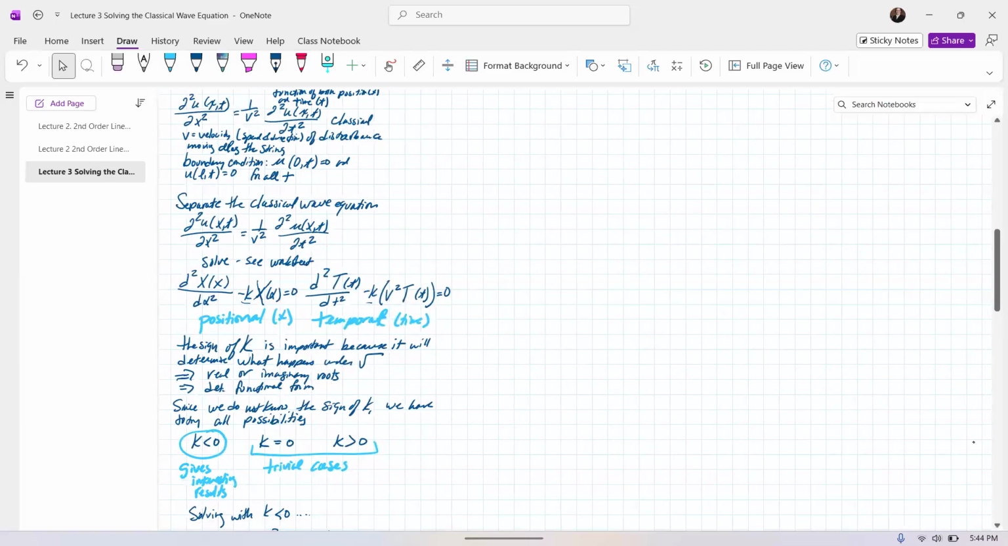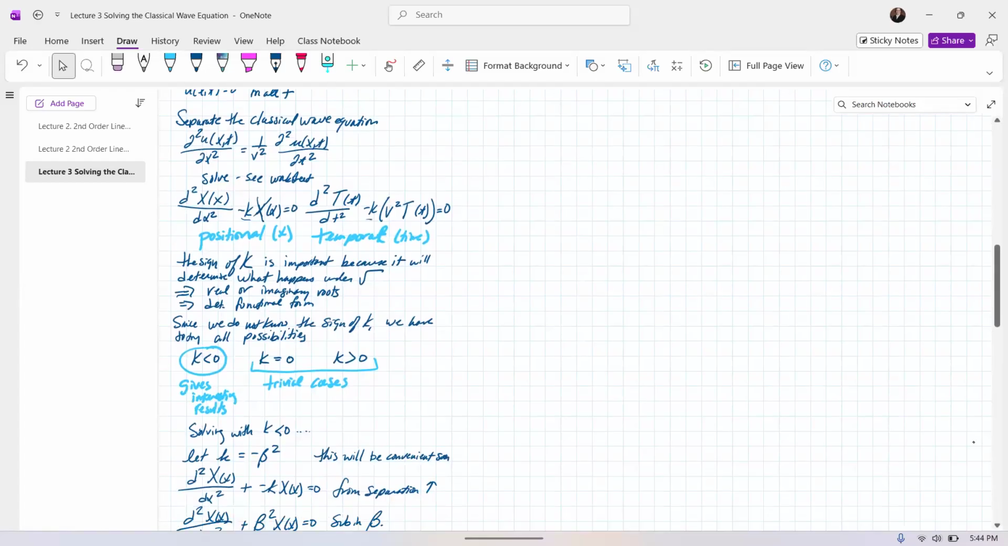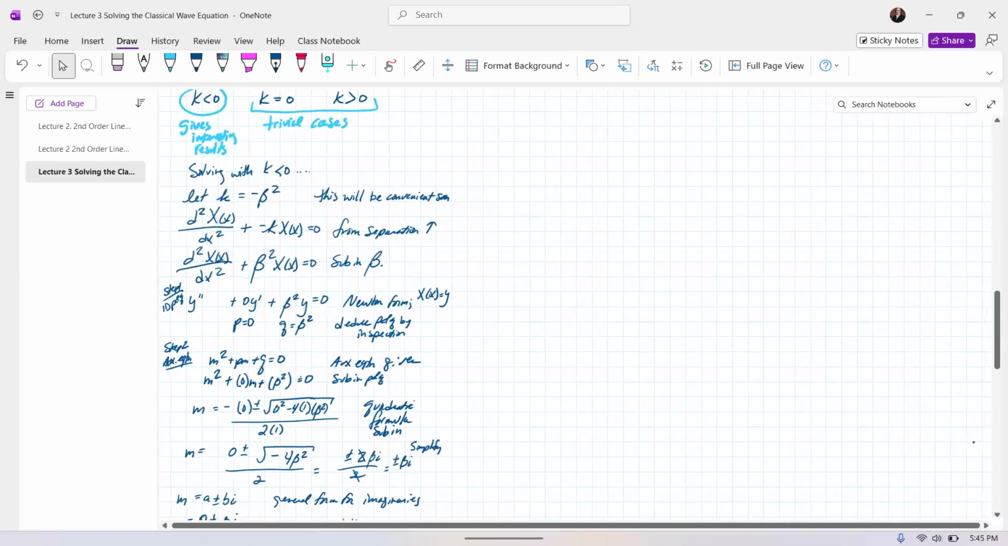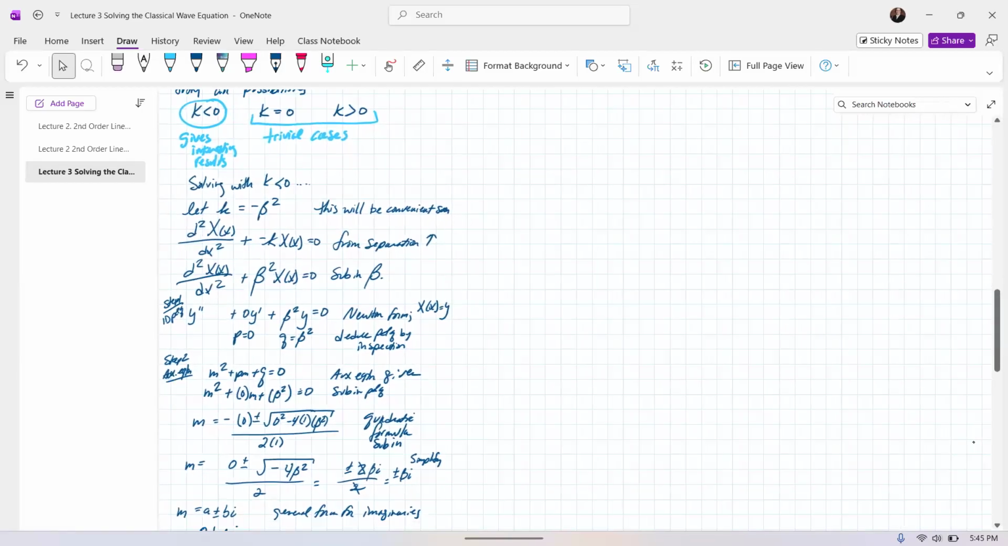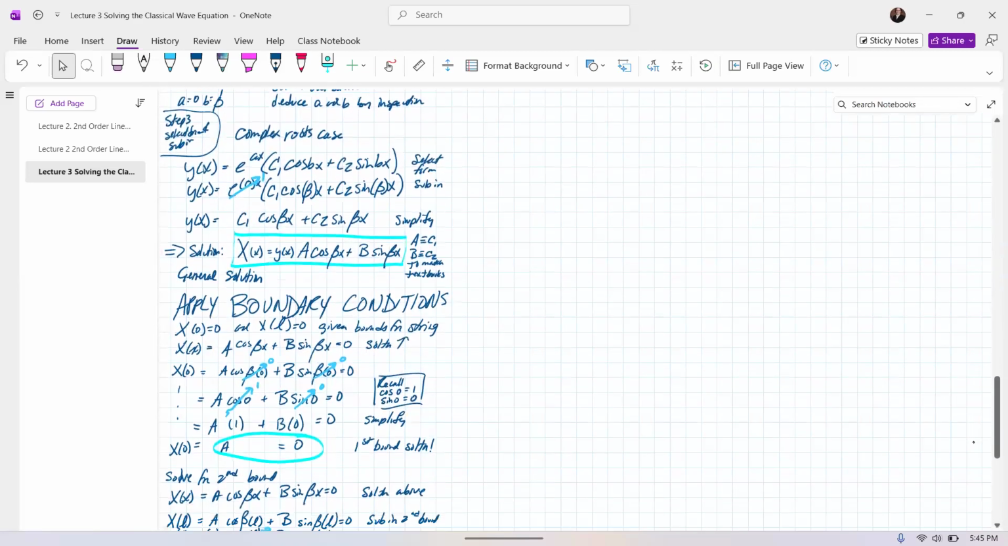Okay. Now we have our separated wave equations into the positional and the temporal part, X and T. We talked about the sign of K, right? So K has to be negative, 0, or positive, and I purposely selected K is less than 0 because it's going to give us some interesting answers. We took K and we went ahead and solved this with second order linear homogeneous differential equations, which we did here to get our solution. And then we applied the boundary conditions.